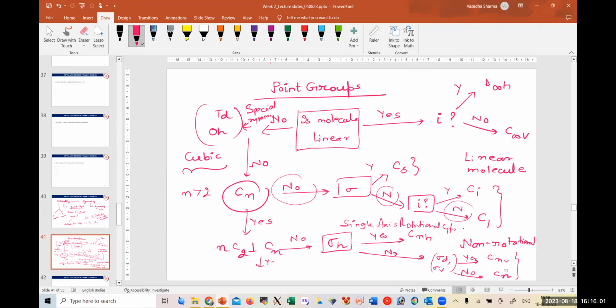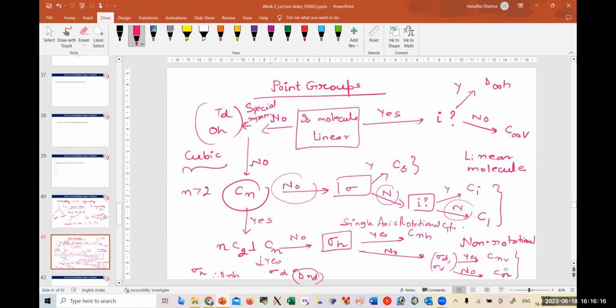After that, if the answer is yes, then the question would again be whether it is having sigma h, then it becomes Dnh. If it is having sigma d, then it becomes Dnd. And if it is having nothing, then it is Dn. So these are dihedral groups. So this is what we read in the last live session, how to find out the point group, and that is very important to understand.